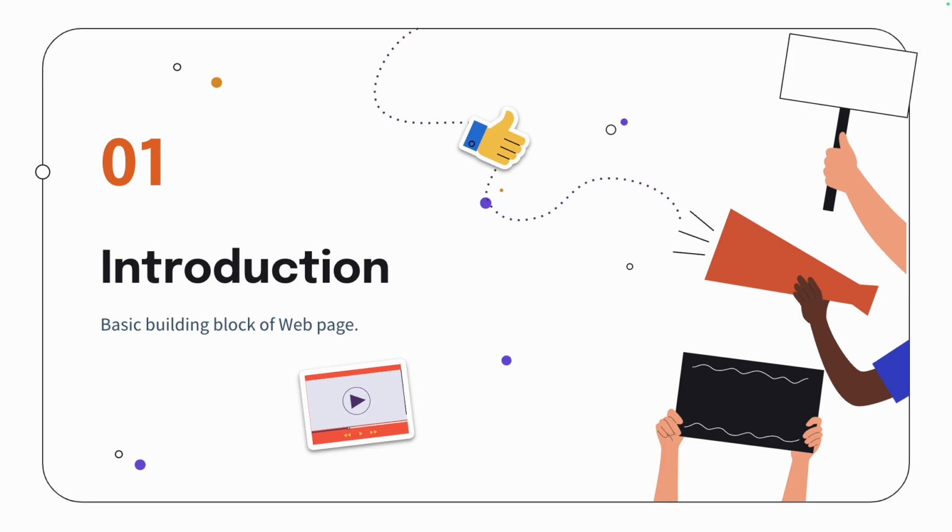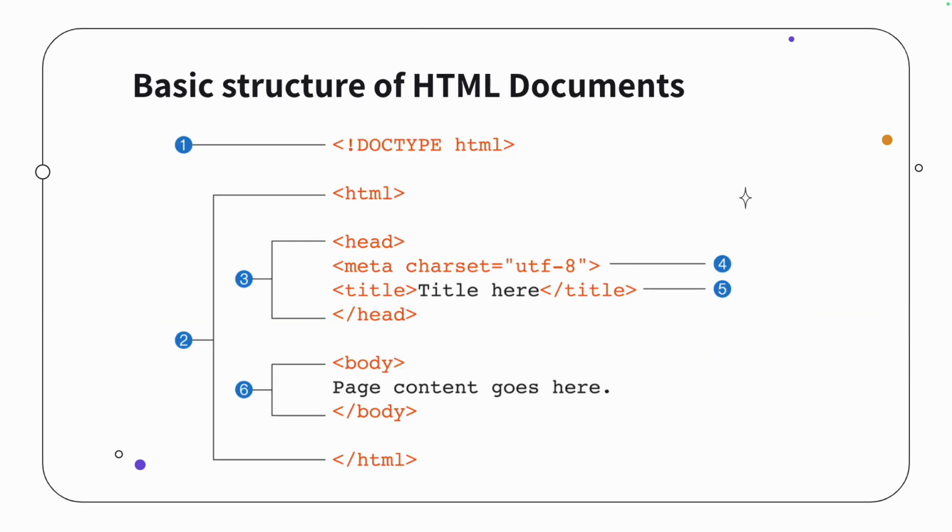Okay, so let's go for the introduction. This is the basic structure of an HTML document. In an HTML document, you will see all these tags, we call them tags. This is the opening tag and this is the closing tag. In between, whatever we write is displayed on the UI.